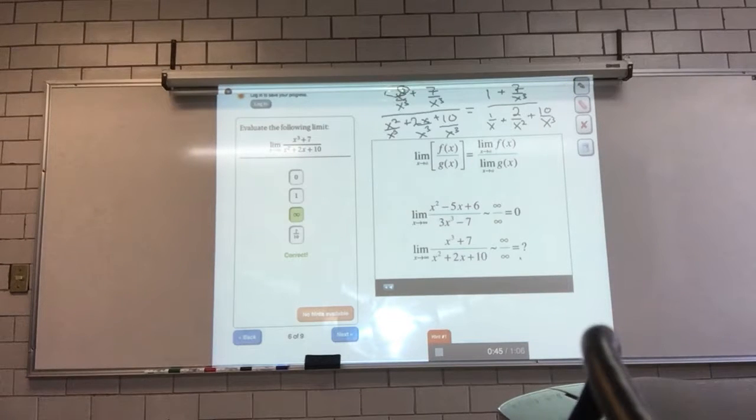Now what happens as x gets really, really big? Well, the 1 stays there, but this goes to 0, and all of these go to 0. 0, 0, and 0. So what we end up with is actually 1 over 0, which approaches infinity.